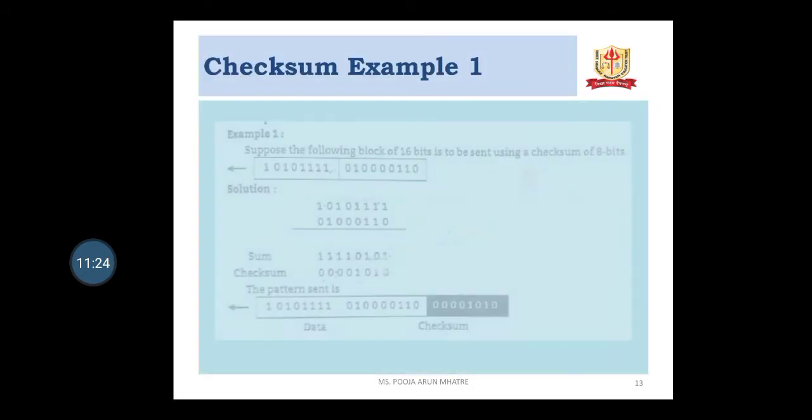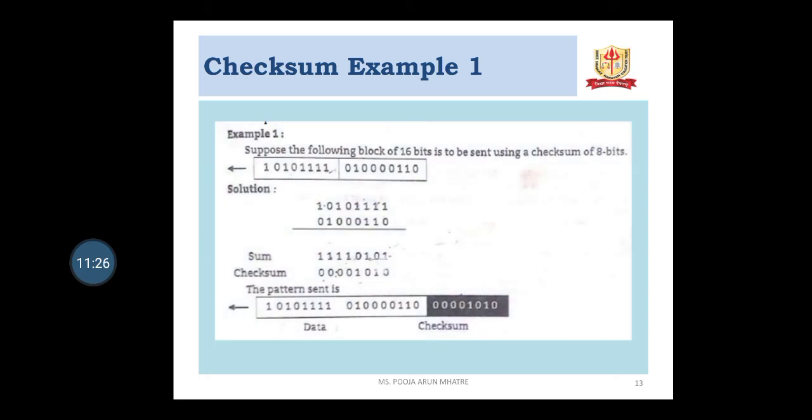An example of checksum: suppose the following block of 16 bits is to be sent using a checksum of 8 bits. That is, the data is 1010 1111 1 0 1 0 0 0 0 110.